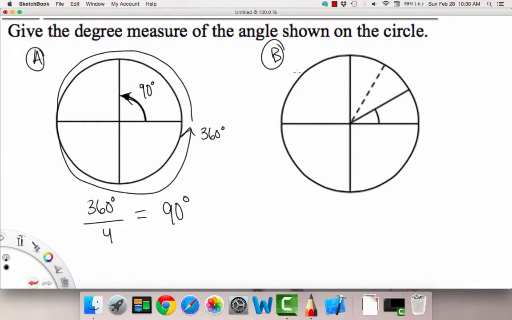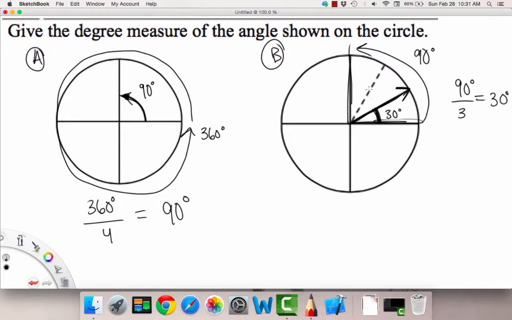Now if we look at circle B, we have two different angles to identify here. This first one, the solid line, which I'm going to put a little arrow at the end of, looks like about a third of a quarter. You can think of it as a pizza if you'd like. We know a quarter from part A, a full quarter is 90 degrees. So if you take a third of that, all we have to do is divide 90 degrees by 3, and then you get 30 degrees. So this little angle there is 30 degrees.